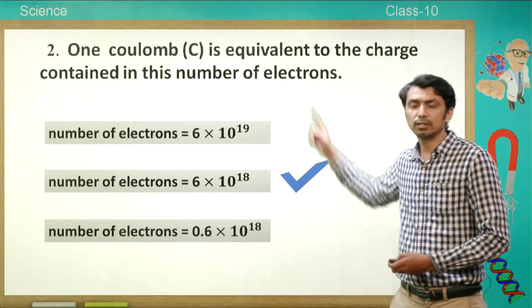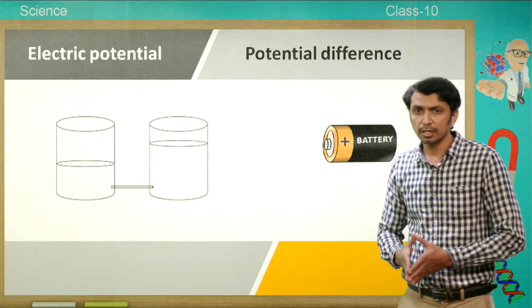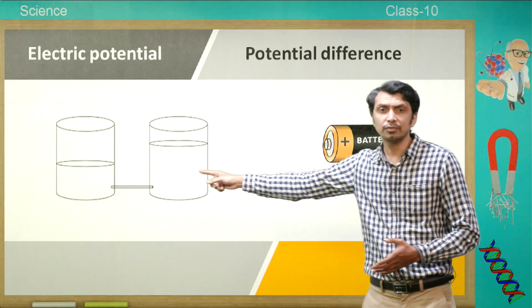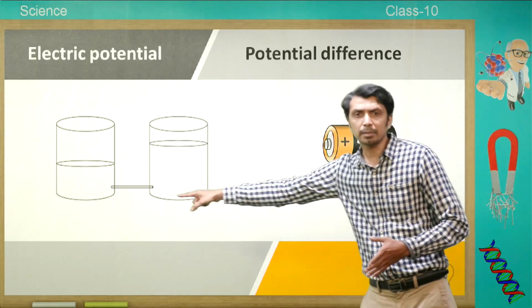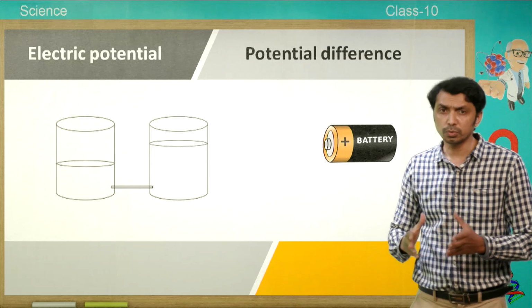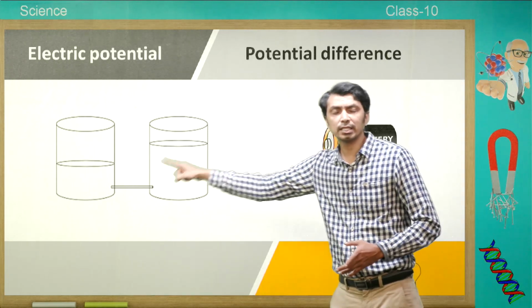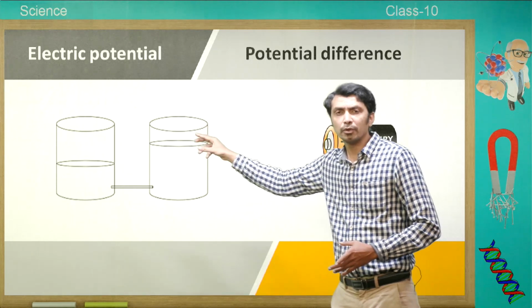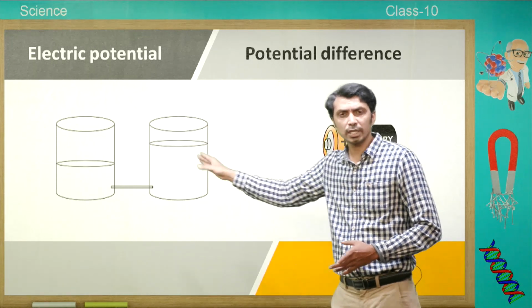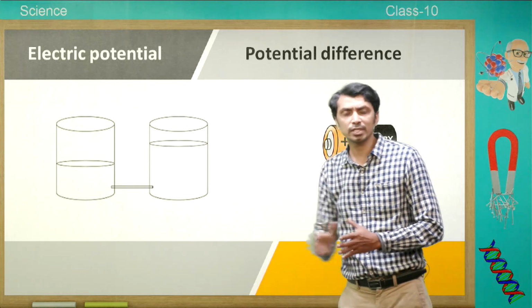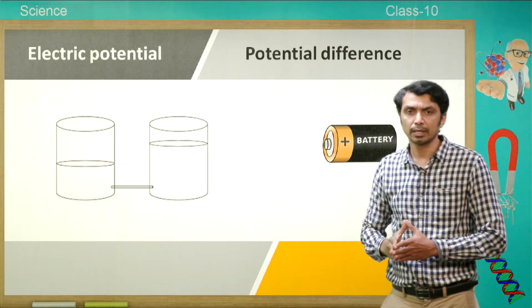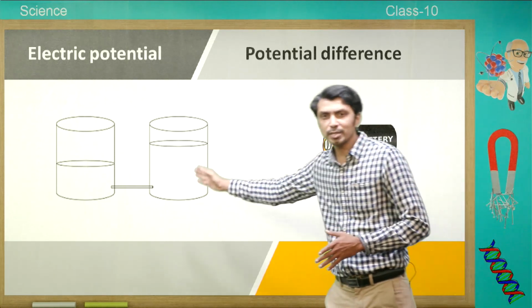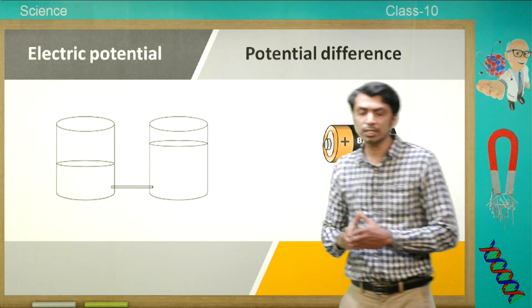Here, you could see there are two beakers we have taken and they are connected with a pipe. My question to you is, this is the first container, this is the second container. The water, will it flow from the first to second or second container to the first container? Yes, you are absolutely right. You know that from the second container the water will flow to the first container.